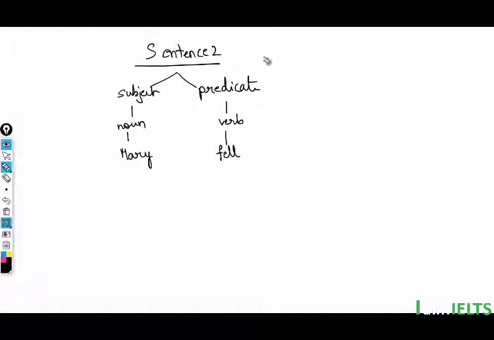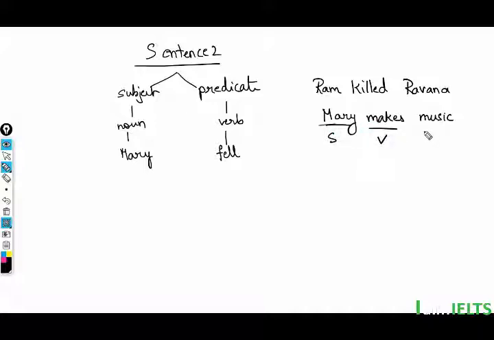If you observe the previous sentences that we have taken, I have taken examples like Ram killed Ravana, and I have also taken another example, Mary makes music. So in these sentences, there is a subject, there is an action, and there is a person who received it, or an object. There is someone who received that particular action. But here in this case, we do not need any object. So the verbs that do not need any object are called intransitive verbs. Intransitive verbs. And these verbs do not require any object.